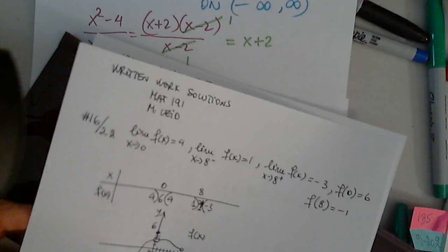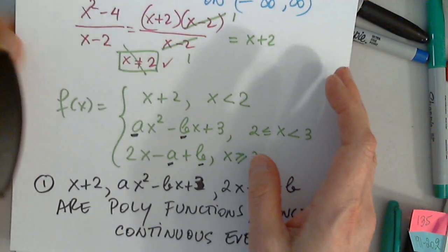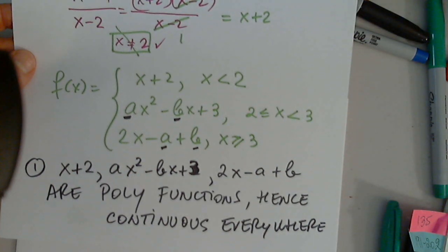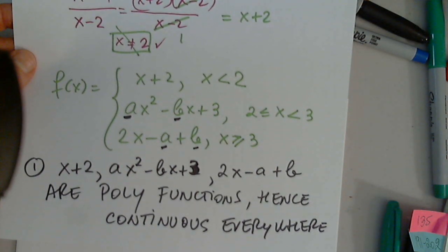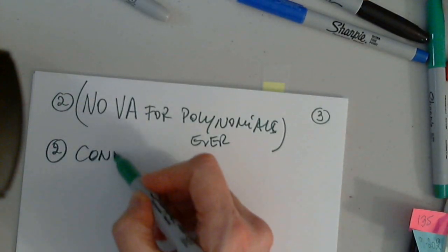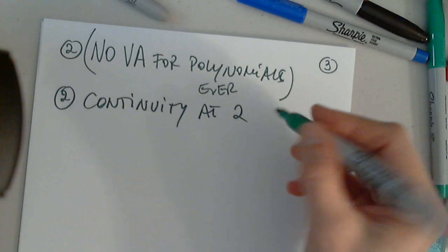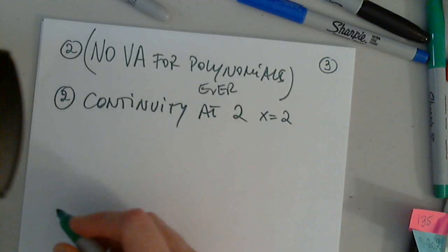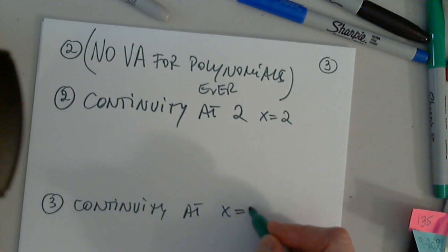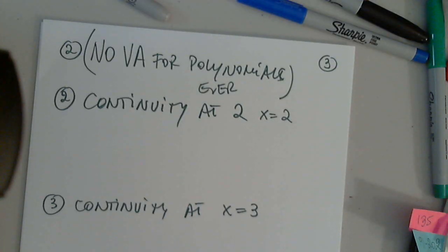Okay, so now let me put this away. Coming back, where could this function encounter problems? At 2 and 3. That's it. So now number 2, continuity at x equals 2, and continuity at x equals 3. Who would like to state the definition of continuity at a point?